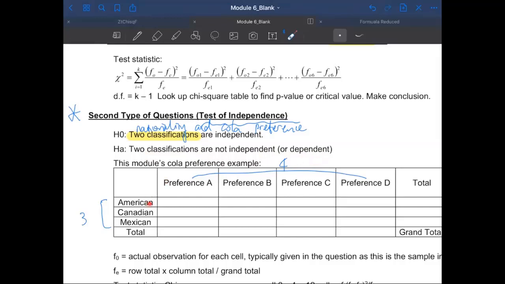Maybe Americans only prefer B and Mexicans only prefer D, right? There may be some kind of relationship. But this test will not be able to tell us what kind of relationship that is. It's only going to tell us there is or there isn't a relationship. Okay, if you want to be specific to figure out whether Americans like A or B, you cannot use this test to see. It can only tell us generally whether there is any relationship or not.